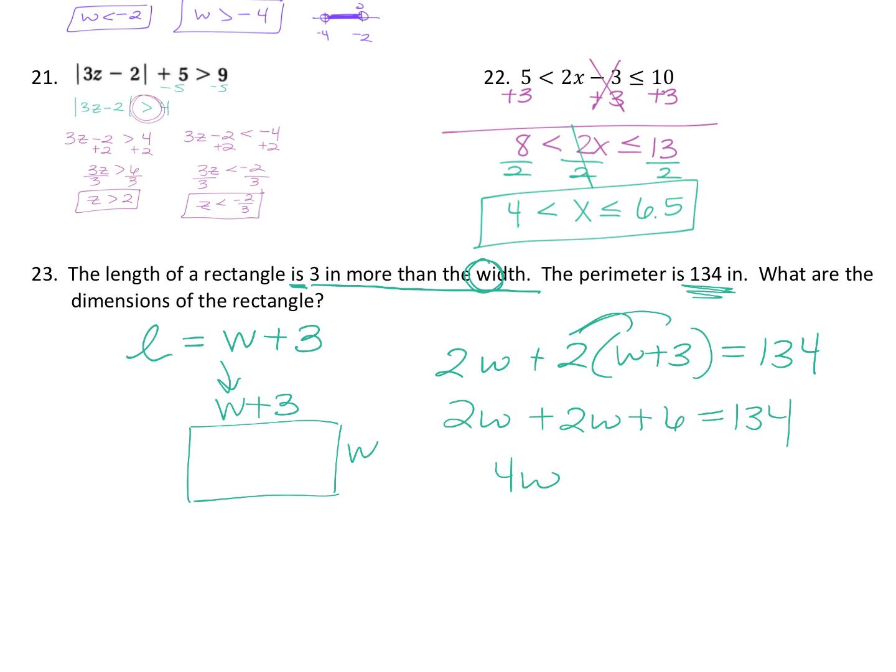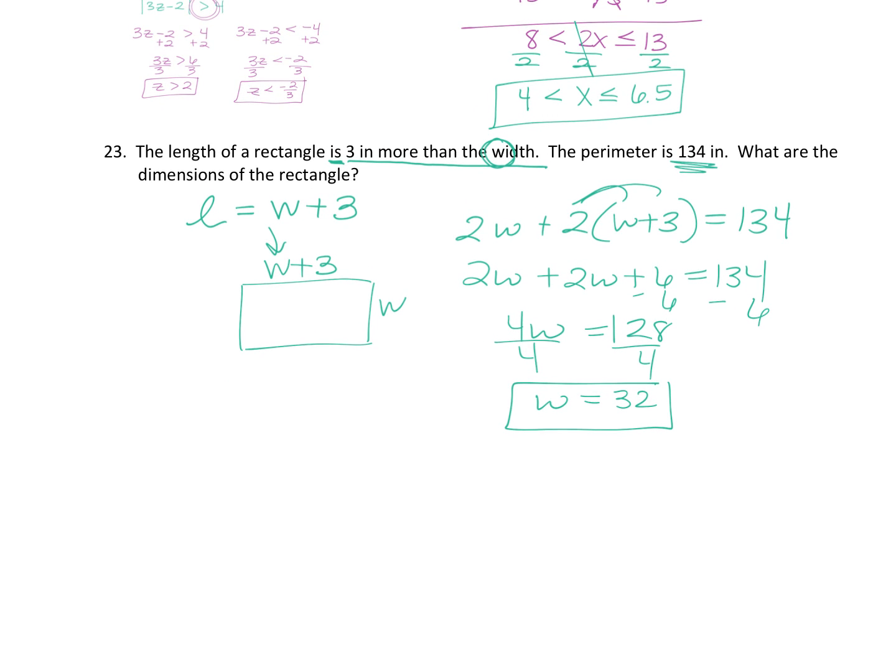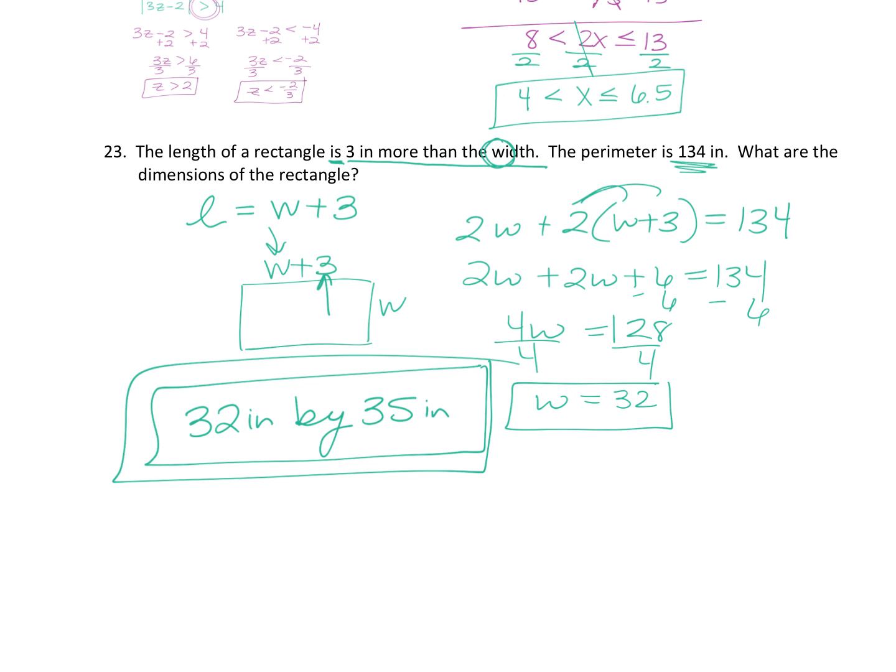So 4W, take away the 6, 4W is 128, and then divide by 4. So the width is going to be 32. That would be inches, right? So what's the length? 35. Add 3 to it. So your dimensions would be 32 inches by 35 inches. Okay, and that's what they're looking for, the dimensions of that rectangle. Any questions on that?